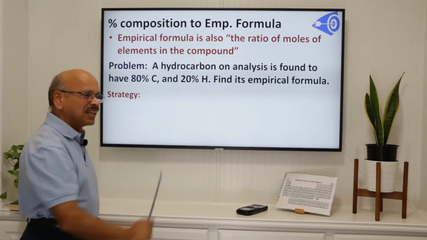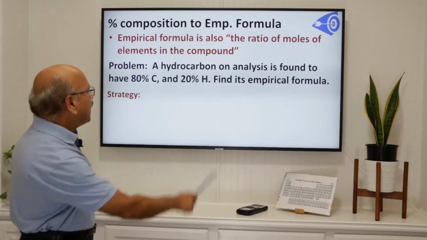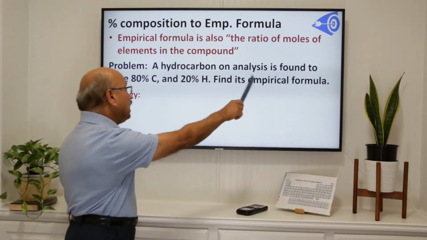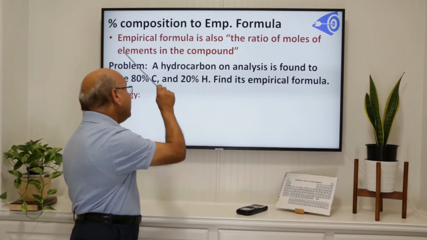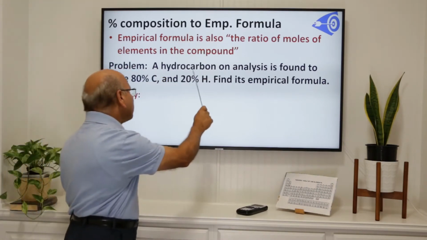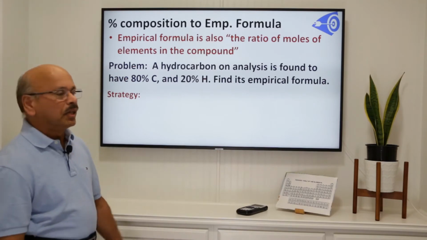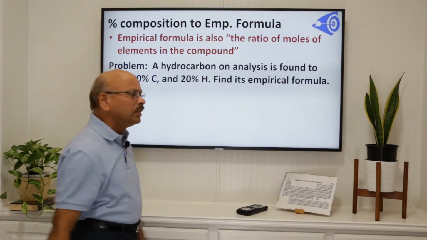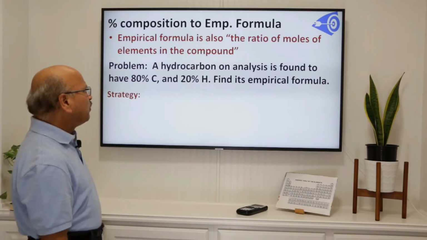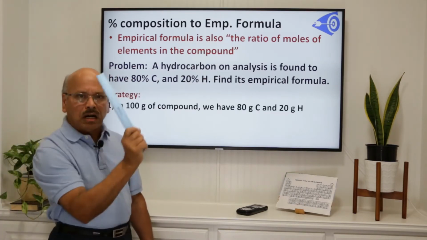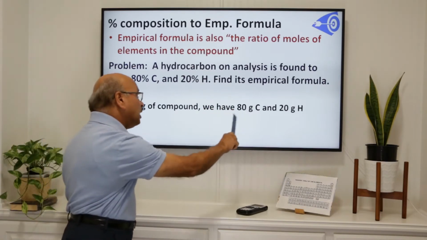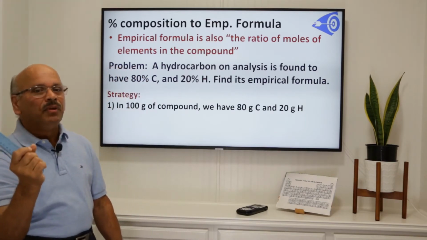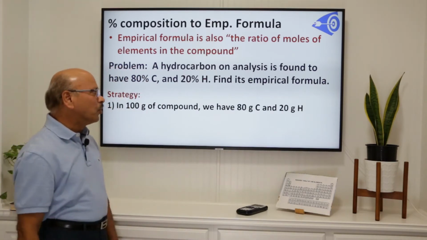Okay, let's take a typical example and do this. A hydrocarbon, that means a compound containing only hydrogen and carbon, on analysis is found to contain 80% carbon and 20% hydrogen. Find its empirical formula. A very simple question. What does 80% carbon and 20% hydrogen mean? It means that if you take 100 grams of the compound, we have 80 grams of carbon and 20 grams of hydrogen. So that's the idea when you say 80% and 20% of the elements.